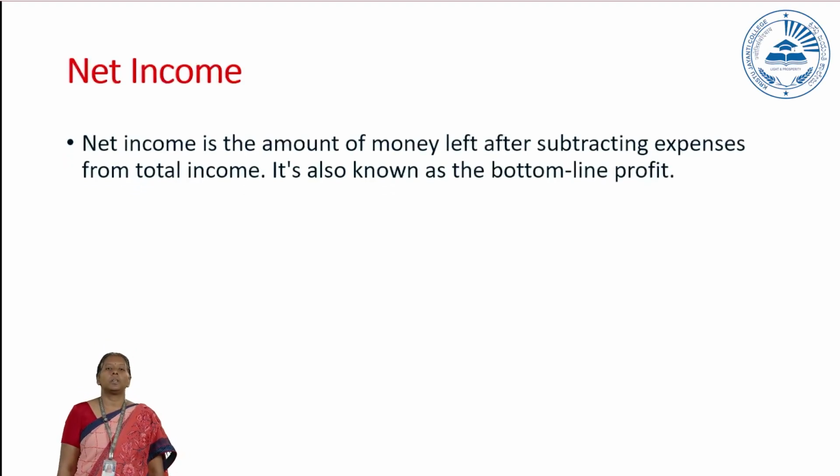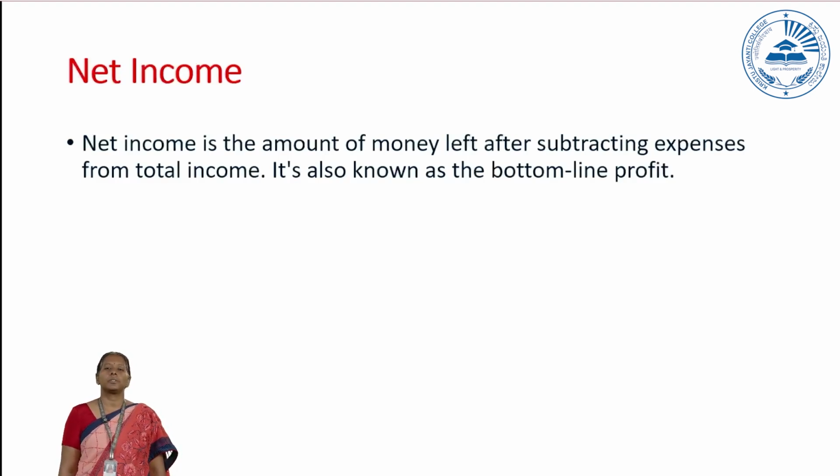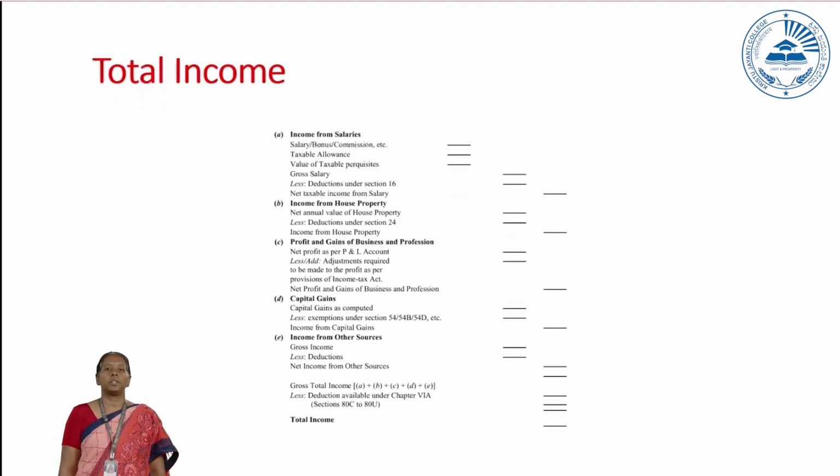So how to calculate the total income? Once we are done with the GTI, that is gross total income, we need to deduct the deductions under section 80C to 80U, which are legal deductions given by the IT department that all assessees can claim. Then they can arrive at the total income. I will be discussing how to calculate the total income. For that we have a format, and as per the format we have all the 5 heads of income.